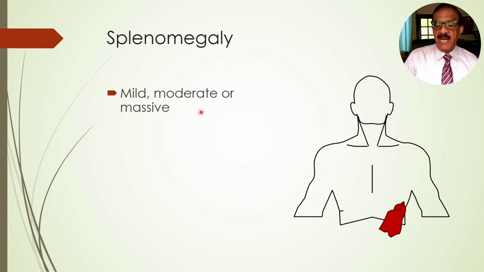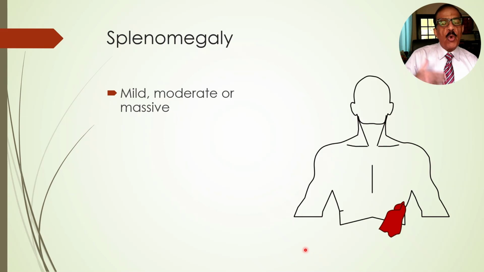Then the differential diagnosis. Splenomegaly may be mild when it is not palpable and only detected by percussion, but it could be moderate if it is palpable below the costal margin, or it could be massive when it goes downward and to the right. It could actually occupy the whole abdomen.